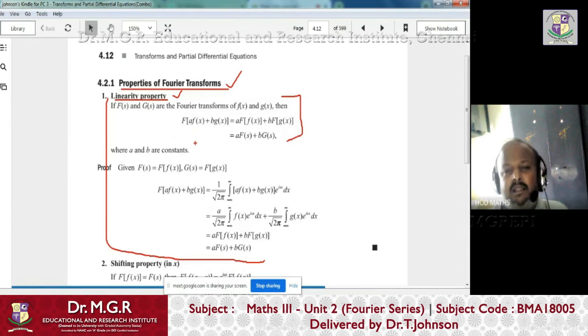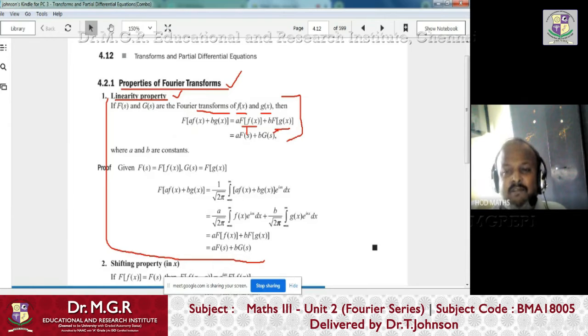So what they are asking is, they are telling what the linearity property is. If F of s and G of s are the Fourier transforms of the functions f of x and g of x, meaning the Fourier transform of f of x is denoted by F of s, and the Fourier transform of g of x, both are different functions.